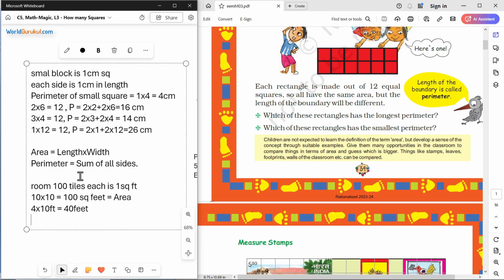Foot and feet, there will be some confusion. The area we count as a foot is a square foot, and this length is feet. So remember this, foot is singular and feet is plural.